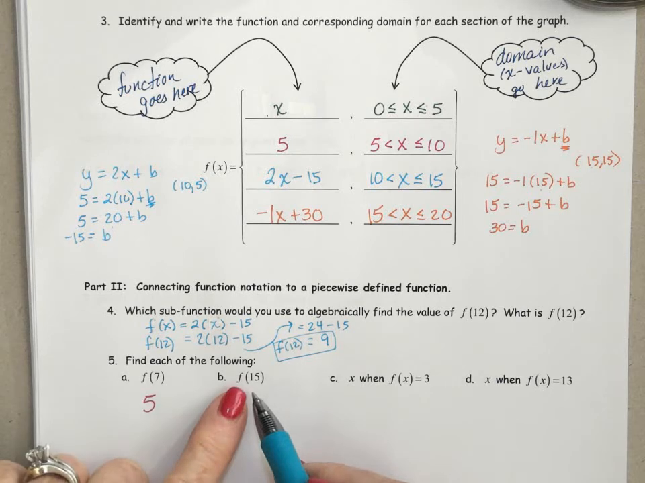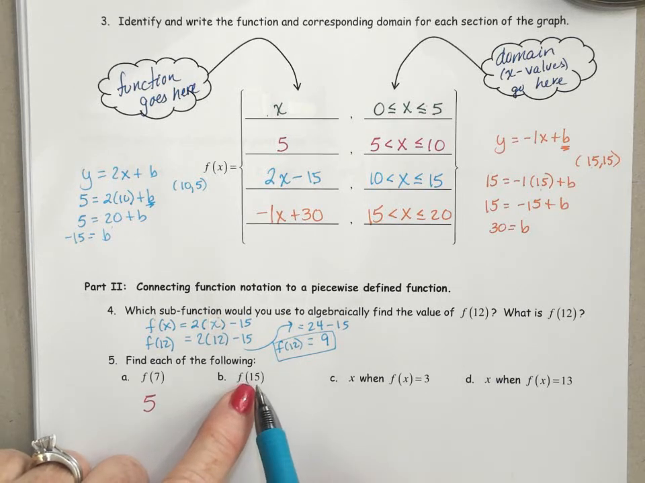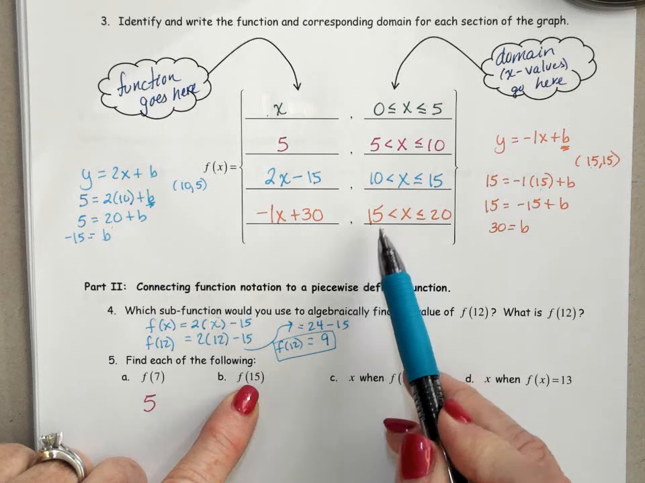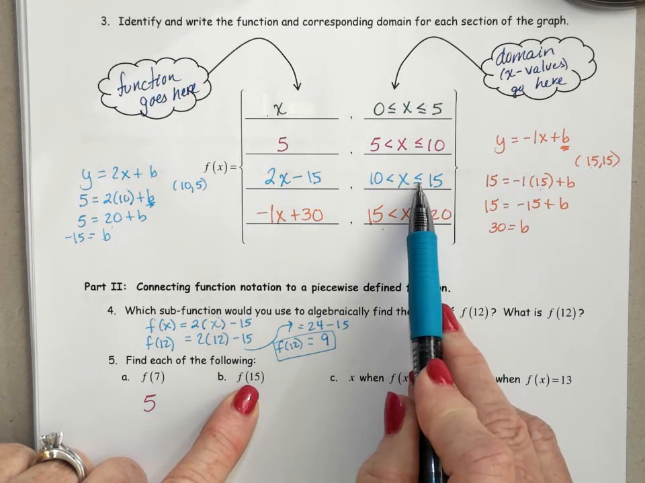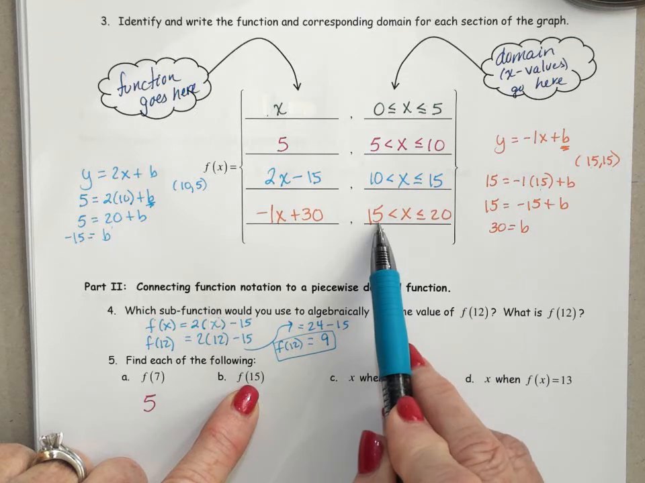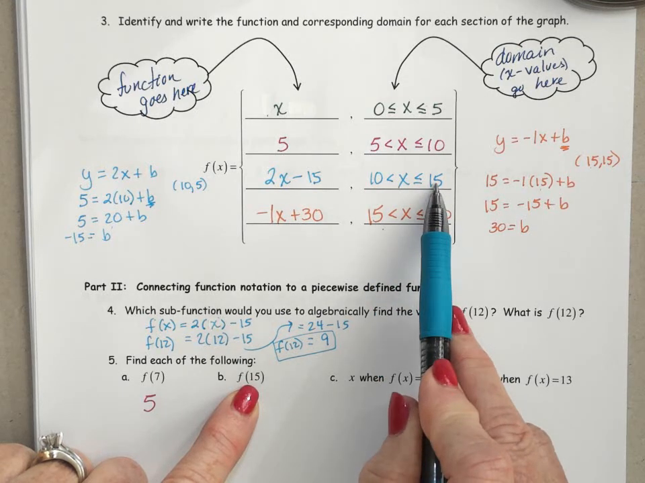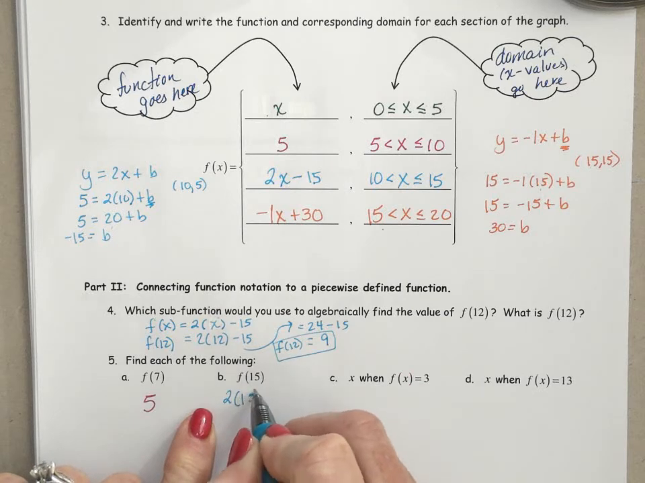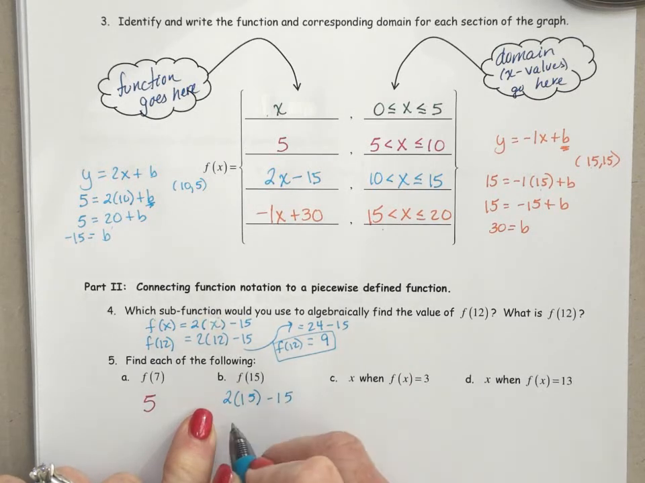f of 15. Which piece does that go into? This blue one or the orange one? Well, this one, because it's exactly 15. This one's bigger than 15. This one is exactly 15, so I'm going to go into this middle one. So that's going to be 2 times 15 minus 15, or 30 minus 15, which is 15.